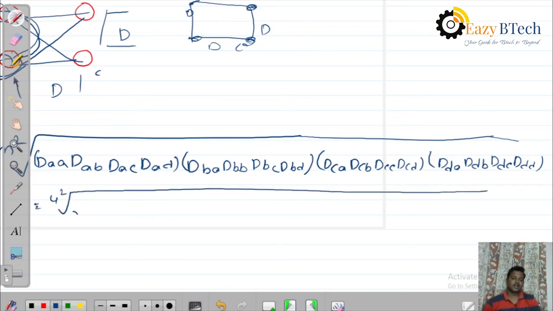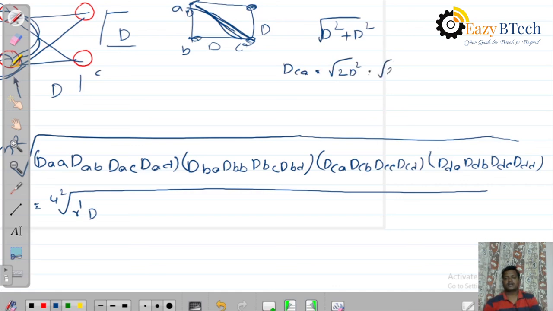A to A distance is r dash, A to B distance is D. How can we calculate the A to C distance? This is the diagonal distance, equal to the square root of D square plus D square, DCA or DAC. It is 2 D square, so finally you get root 2 into D. Therefore, AC is root 2 into D. AD is D. Next, A to B distance is D, B to B distance is r dash, B to C distance is D, B to D distance is root 2 into D.